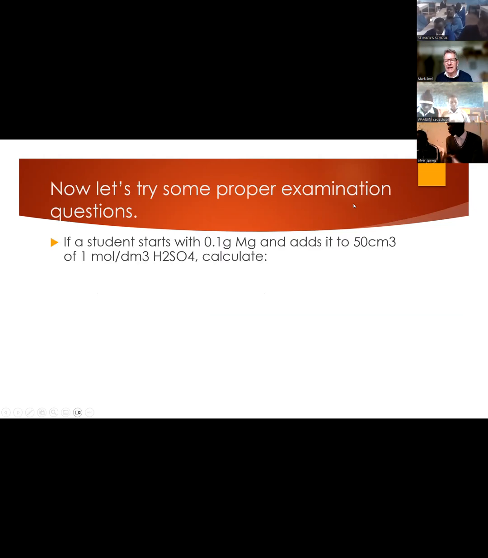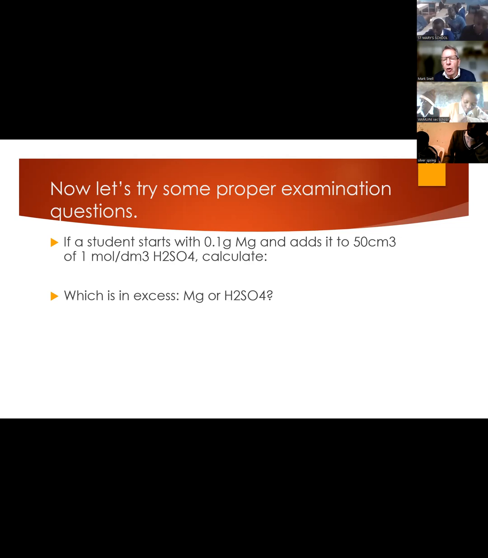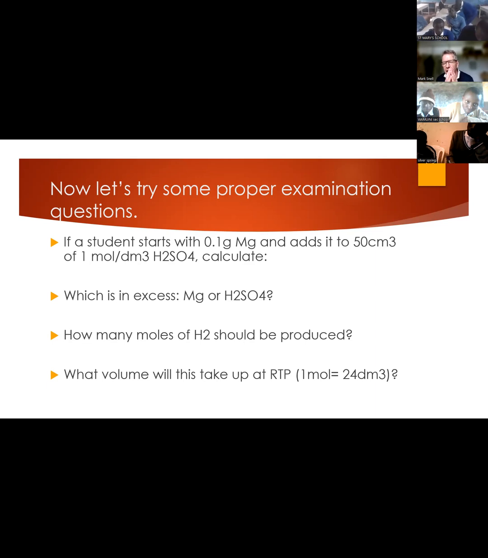Here's a proper examination question. It uses just moles. You can do it. Let's have a look at it. This is the last thing we will do today. If a student starts with 0.1 grams of magnesium and adds it to 50 cubic centimeters of 1 mole per cubic decimeter H2SO4, calculate: firstly, which is in excess, Mg or H2SO4? How many moles of H2 should be produced, and what volume will that take up?